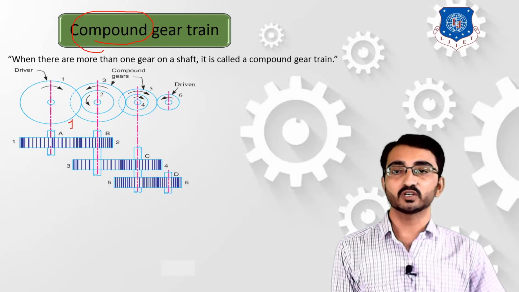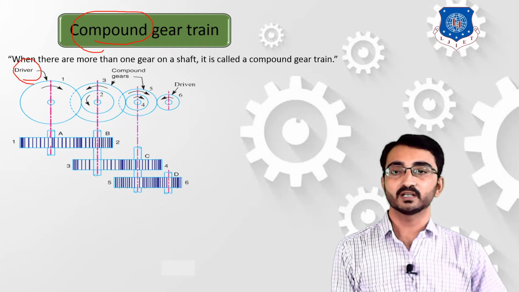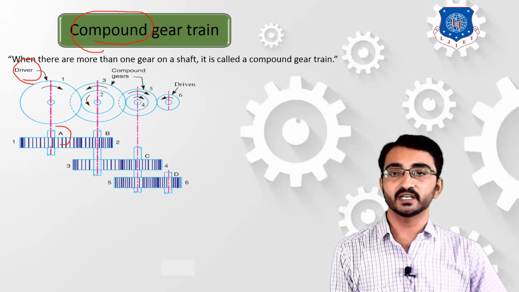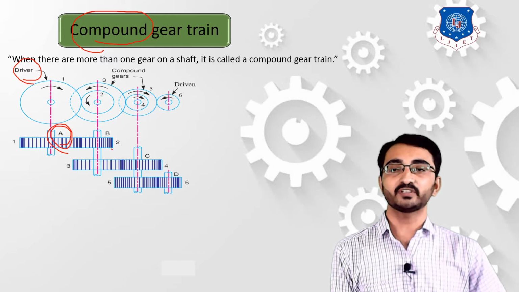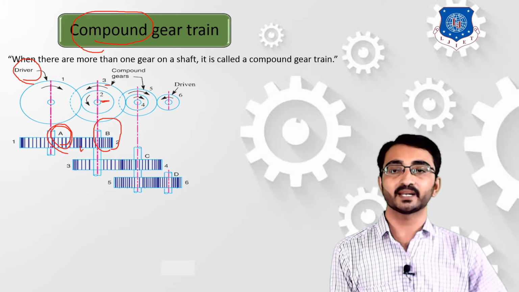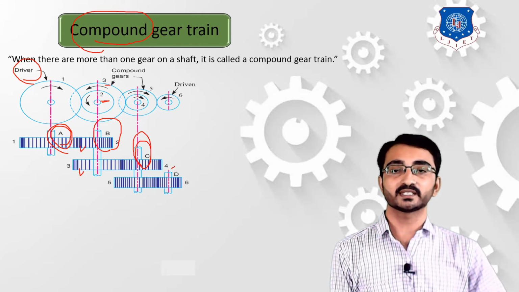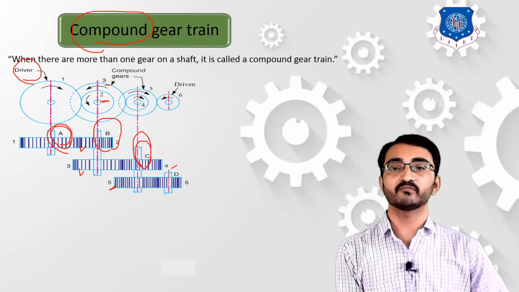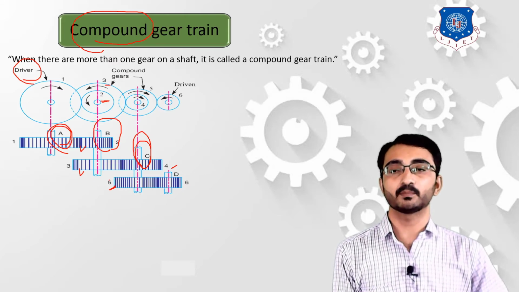Over here, shaft number 1 carries your driver gear. You can refer that your first gear is mounted on shaft A. Similarly, shaft B is containing 2 gears, that is gear 2 and gear 3, as you can see in this diagram. Similarly, shaft C is containing 2 gears, that is gear number 4 and gear number 5. So this type of assembly, where more than one gear is mounted on a single shaft, is known as a compound gear train.